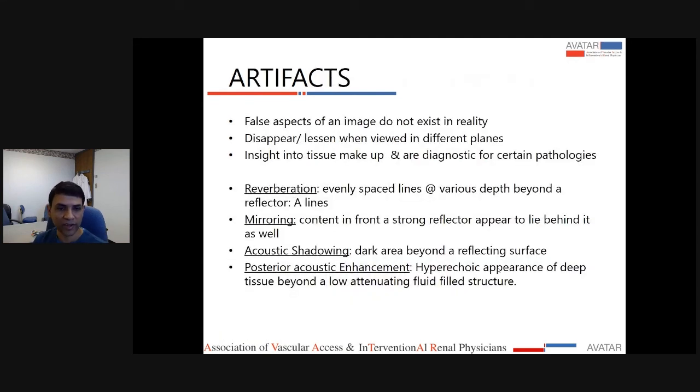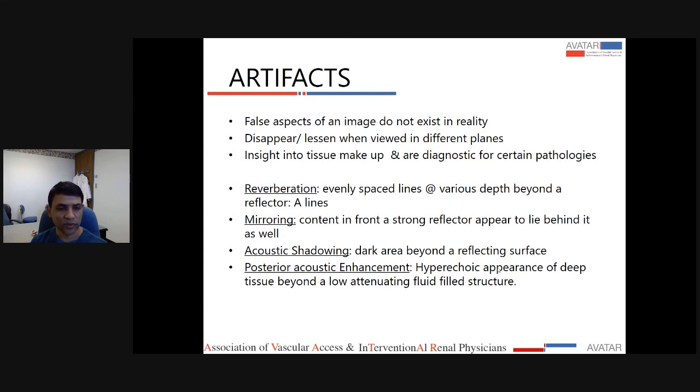Lastly, we come to artifacts. Artifacts are false aspects of an image that appear on the screen, but they don't really exist. One of the good things about artifacts is they tend to minimize or disappear when they are viewed from a different angle. Artifacts help us with the diagnosis in certain cases. Here are a few examples of artifacts.